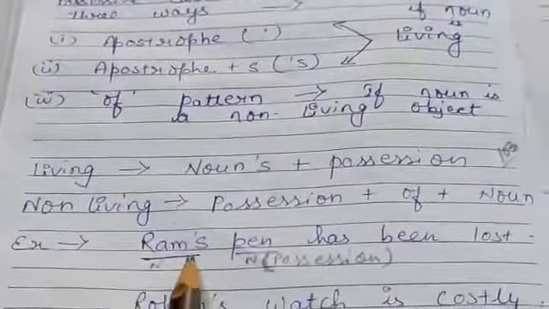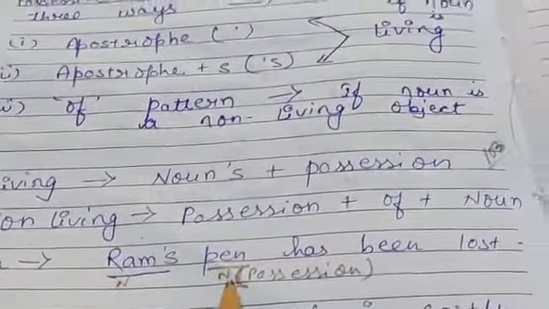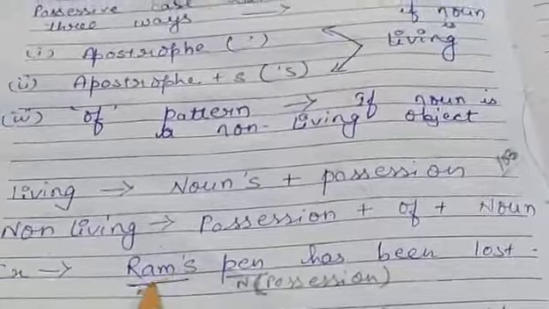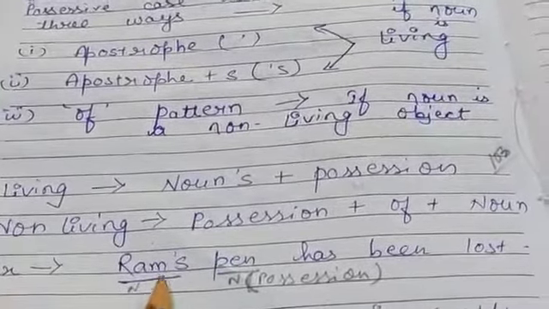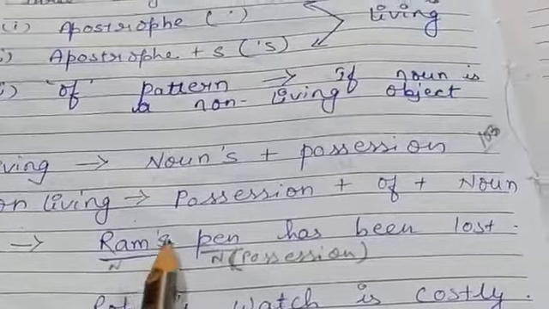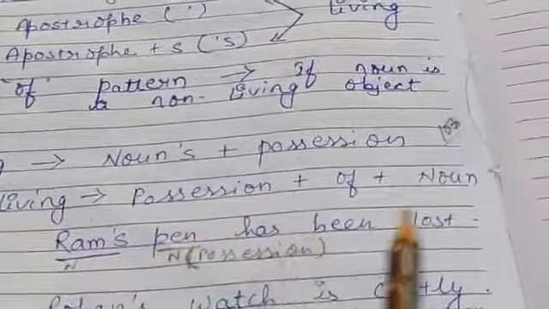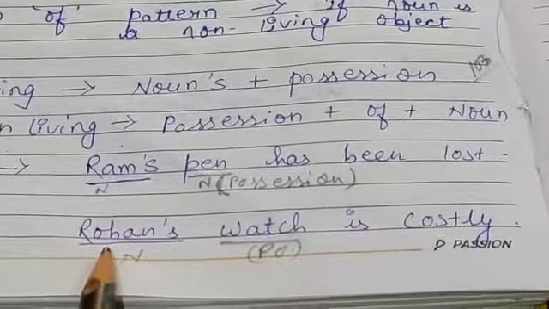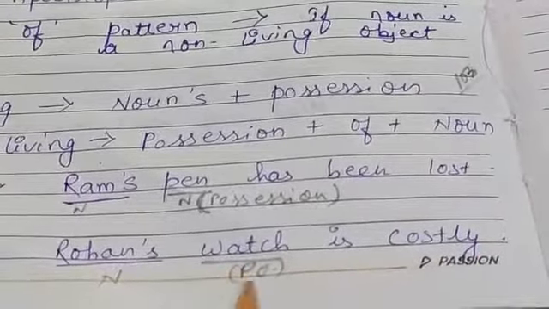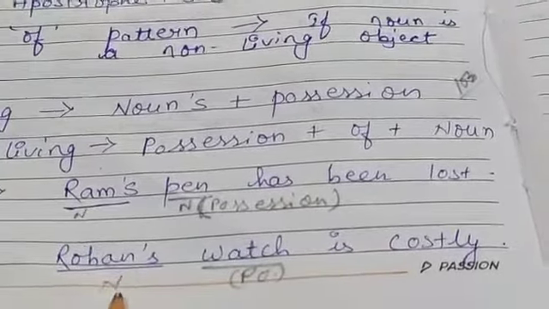Now, see this example. Ram's pen has been lost. So we have two nouns, Ram and pen. Pen is the possession and with Ram's we have used apostrophe S. So Ram's is a noun in possessive case. This is a living object, so we have used apostrophe S to show possessive case. Ram's pen has been lost. One more example we will see. Rohan's watch is costly. Again, watch is the possession and Rohan's with apostrophe S is possessive case.